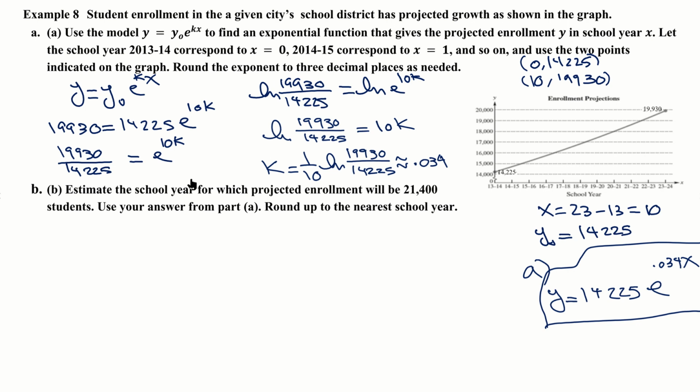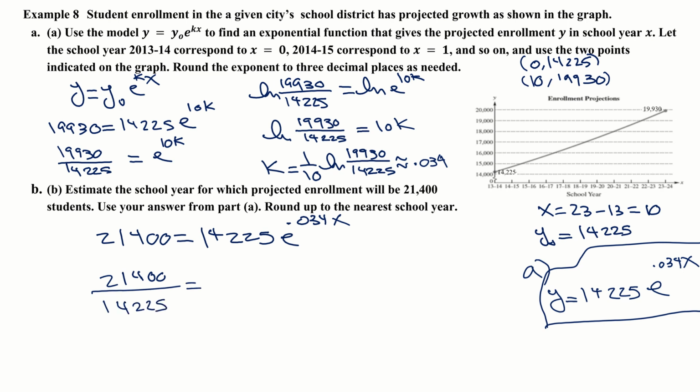All right, so estimate the year for which the projected enrollment will be 21,400. So now all we're going to do is replace the y with 21,400 and solve for x. So 21,400 equals 14,225 e to the 0.034x. So we get 21,400 over 14,225 equals e to the 0.034x, ln of both sides.